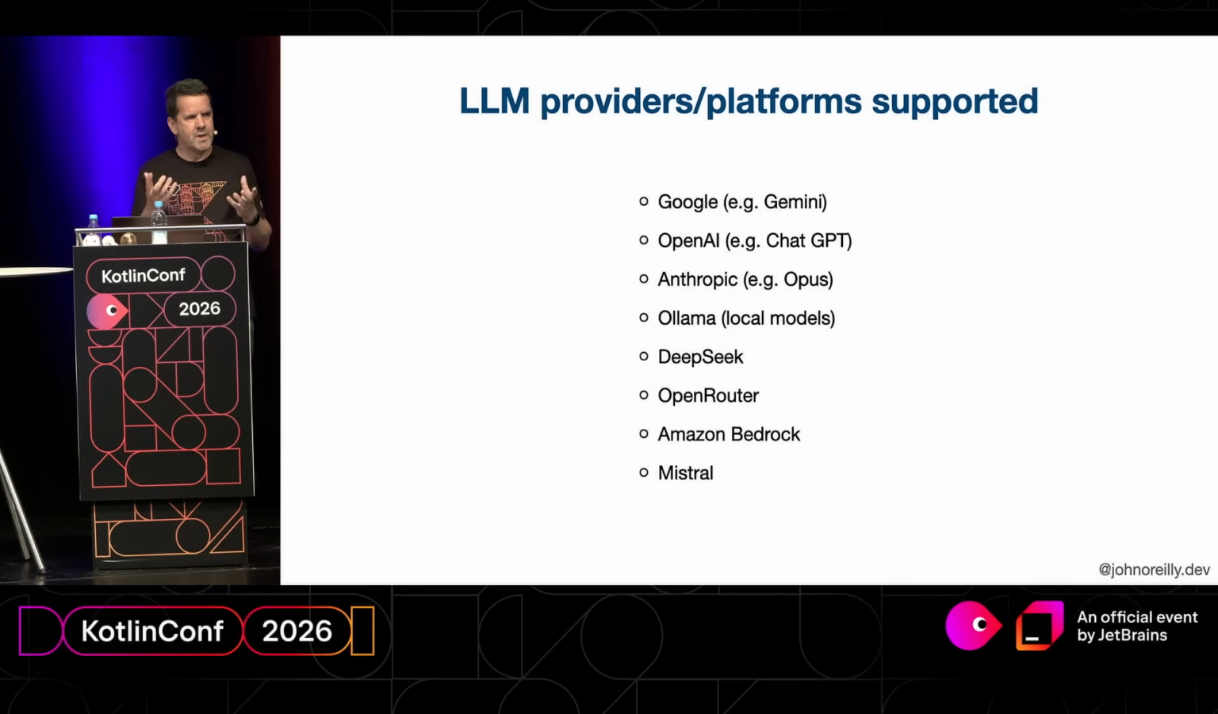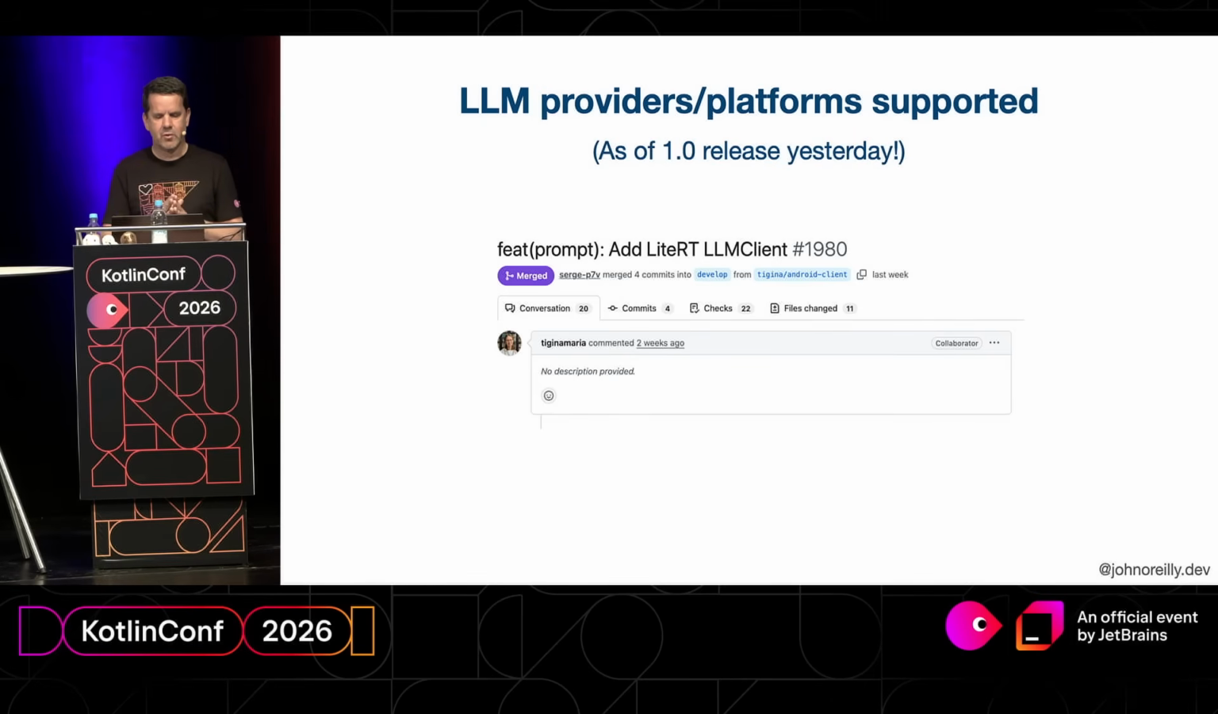So Koog supports a range of different LLM providers, including the key ones, for example, like Google, OpenAI, and Anthropic, and also provides access to local models through Ollama. And as of the 1.0 release yesterday, Koog also supports the LiteRT LM integration, which allows them to support running local models on Android and iOS. The initial support in the release yesterday was for Android, but I believe iOS will be coming shortly after.